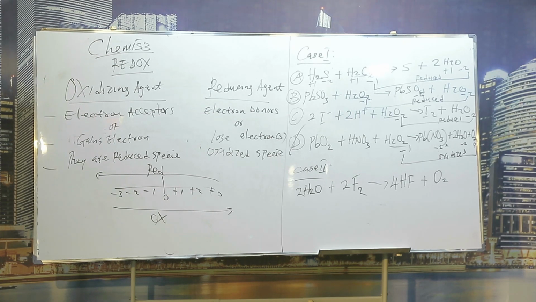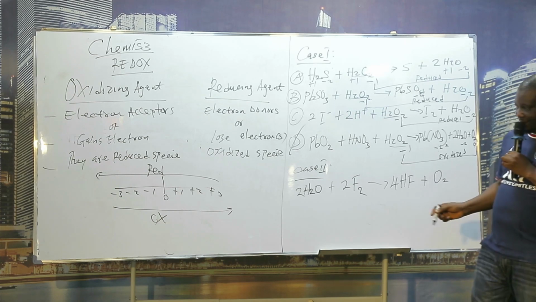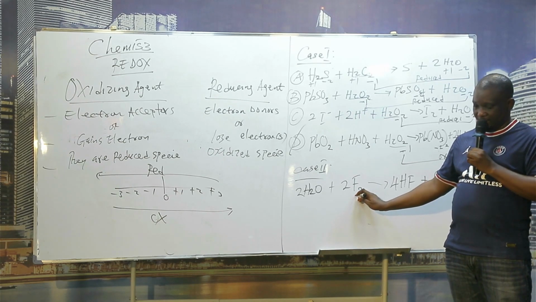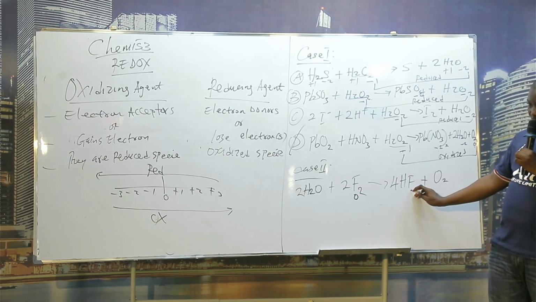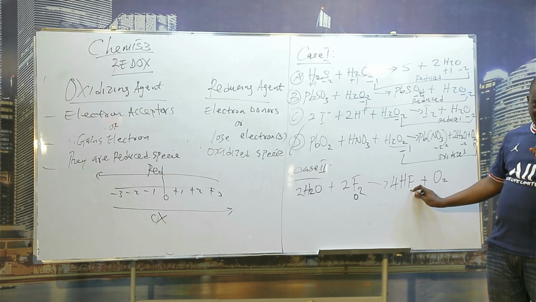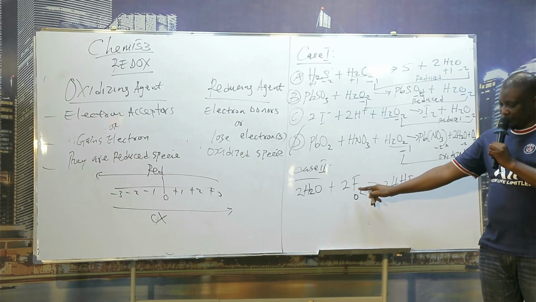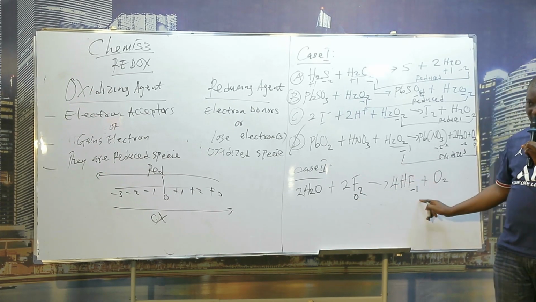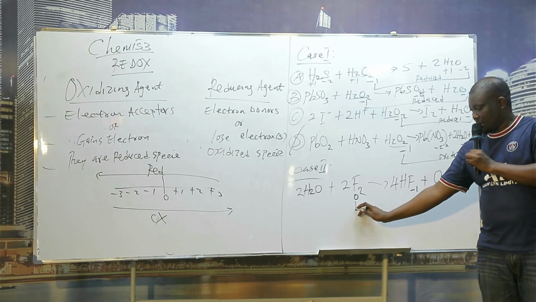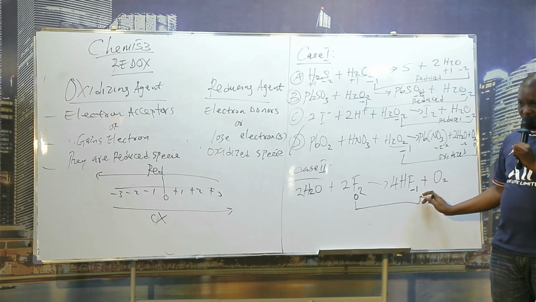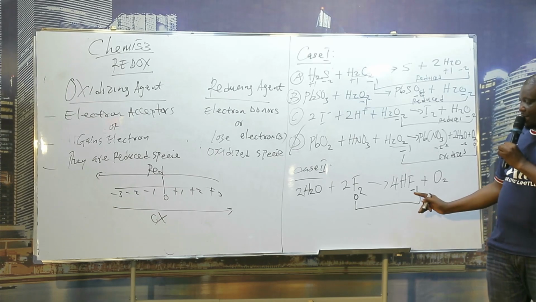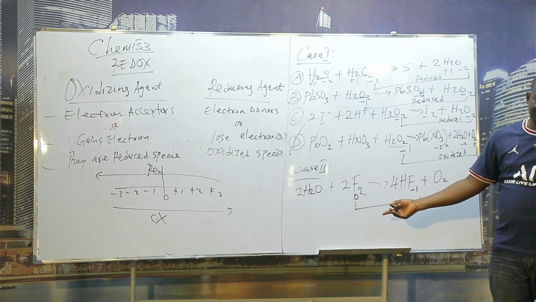Answer is what? Can we check it? F is what here? 0. F is what here? Remember the rule now. Combined state of fluorine is what? Minus 1. We'll check if F has oxidized or reduced. From 0 to minus 1. Reduced. So that's the answer, F2.